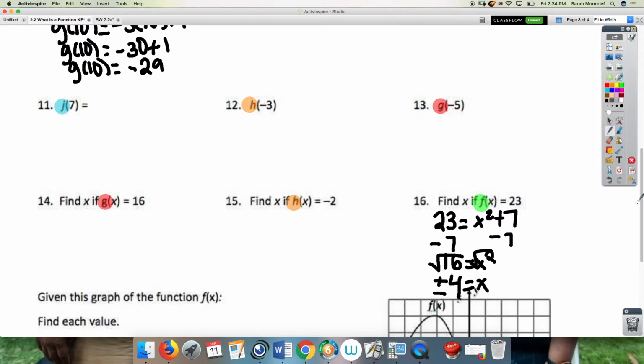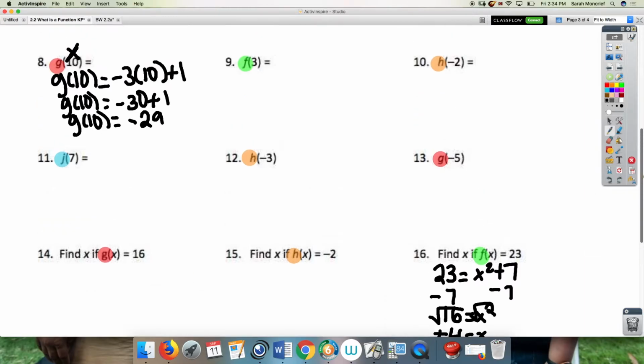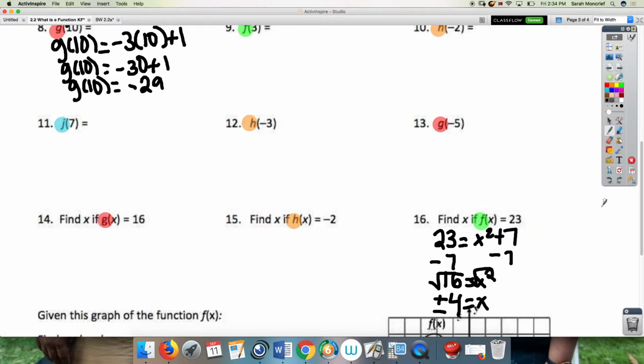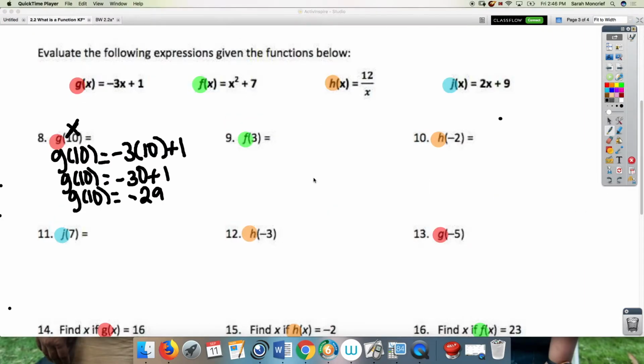Go ahead and I want you to try 9 through 15 on your own real quick. Try 9 through 15. Then we'll talk about the rest of them. We already talked about which one's paired up with which.